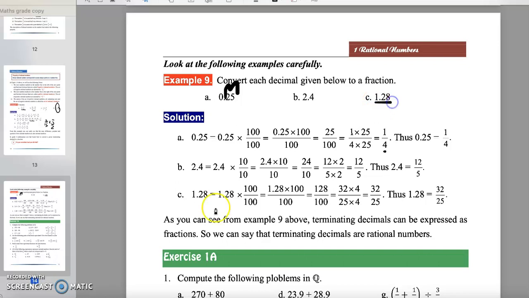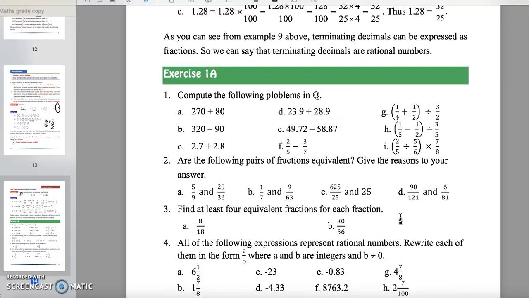And in this case, 1.28, in order to change it to a fraction, we should multiply it by 100 too, right? So as we multiply it by 100, it's going to be 128 over 100. In order to simplify it, we just divide both sides by 4. So it's going to be 32 over 25. So this is how we change decimals to fractions.